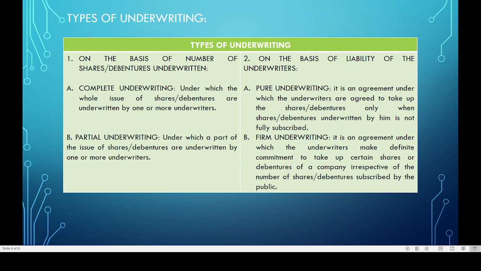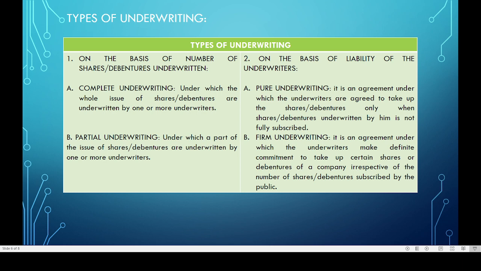Now, the total process of underwriting is divided into four different types. The first one is based on the number of shares or debentures. Under that, the first thing is complete underwriting, under which the whole issue of shares or debentures is underwritten by one or more underwriters.